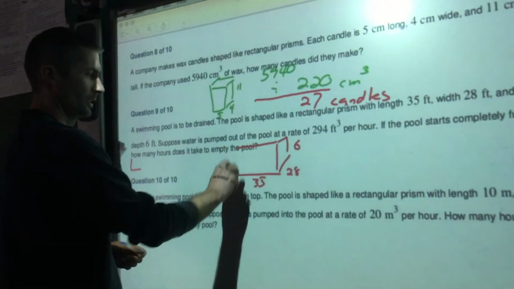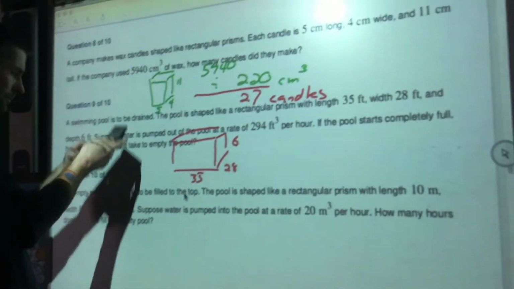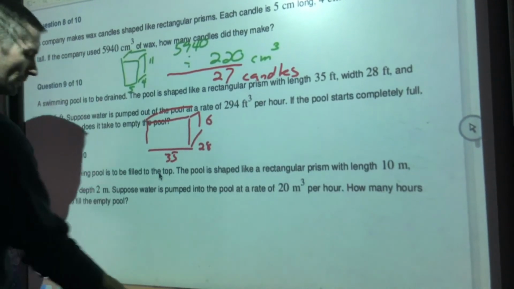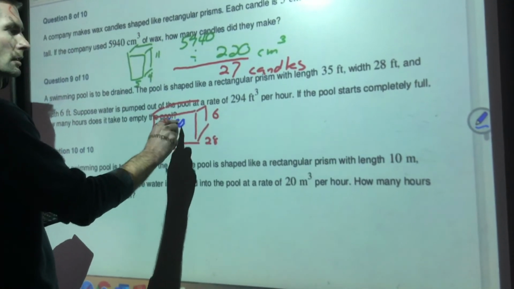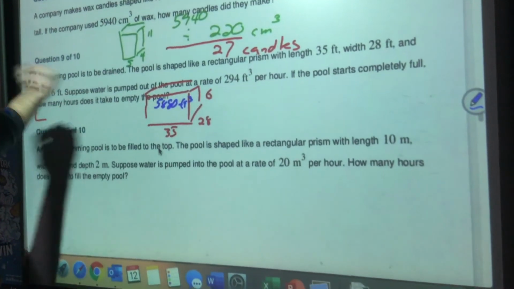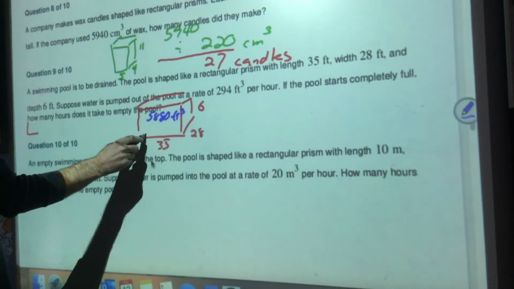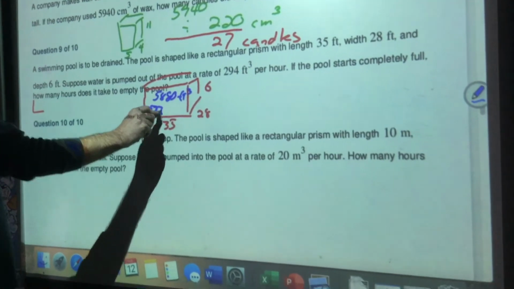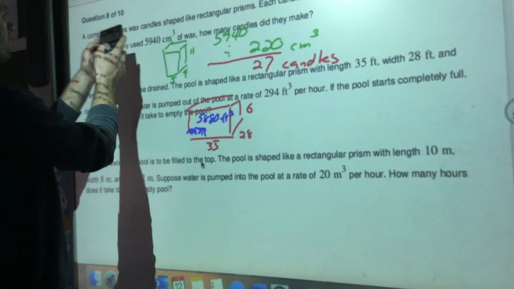Okay, so we got my above ground pool there. 35 times 28 times 6 is 5,880 cubic feet. Okay, so that's my swimming pool. We're going to pump water out of it, 294 cubic feet per hour. So every hour we're taking out 294. Every hour. So we're repeatedly subtracting 294. Repeated subtraction is division.